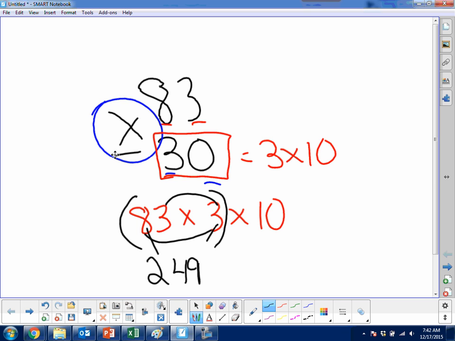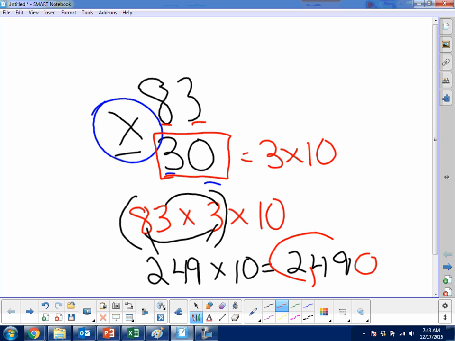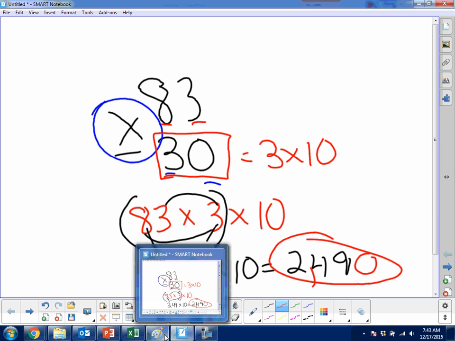Now I have to finish multiplying that by 10. And of course, when we multiply something by 10, all we do is simply add a 0 to it. So now I have 249, but then I have that extra 0 on the end of it. And then, of course, I want to put my comma in there. So now my final answer is going to be 2,490. Ladies and gentlemen, that's what we're talking about today. That is one step that we can do.